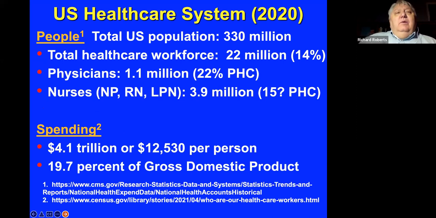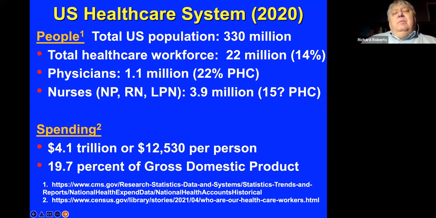So some of the specifics data-wise of the U.S. health system and the United States itself. So we have 330 million people. About 22 million, or 14% of the population, work in healthcare. It's the single largest employment sector in the United States. A little over 1 million of those healthcare workers are physicians, and not quite 4 million of those workers are nurses. We spend, and this always makes me take a big breath, 4.1 trillion US dollars, or about $12,500 per person per year. And it now represents almost 20% of our gross domestic product spending. So it's the single largest sector in our economy. And it has more people working in it than any other part of the economy.